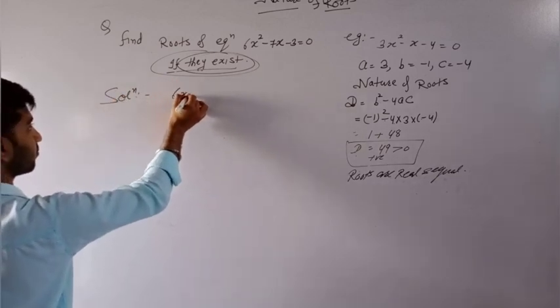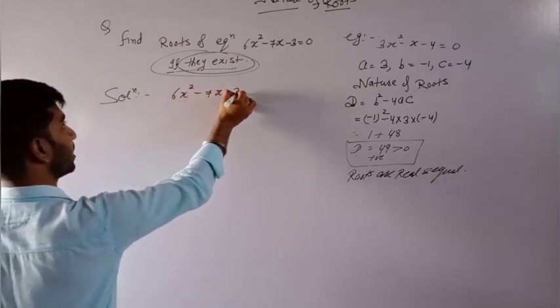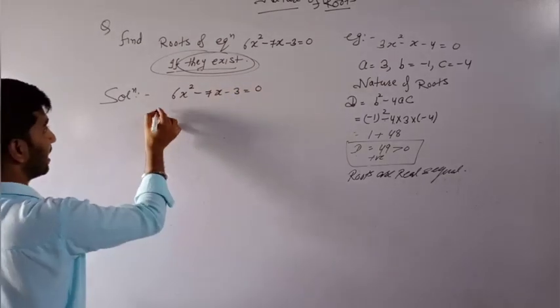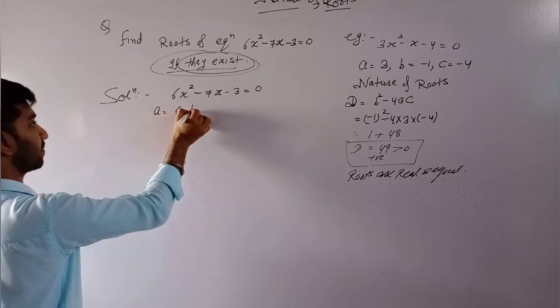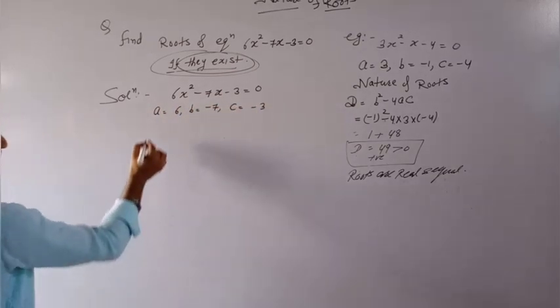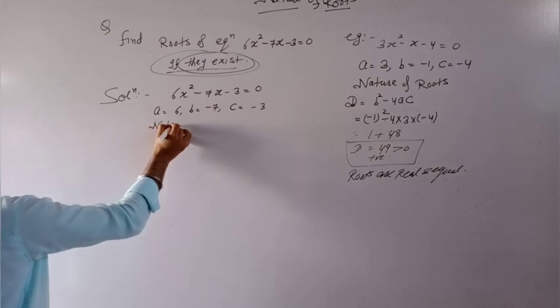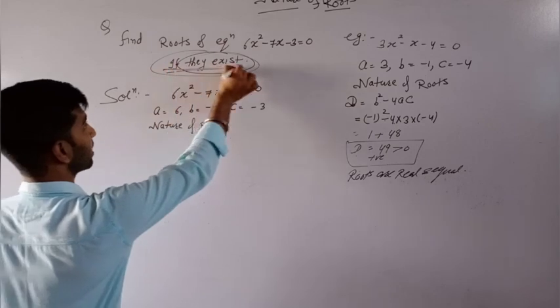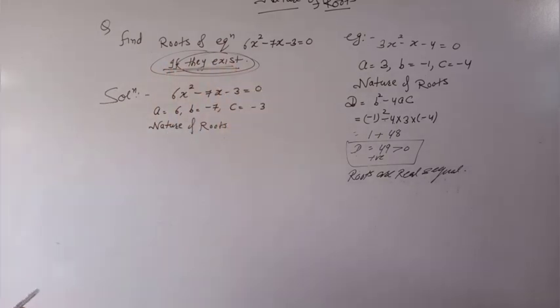Solution: 6x square minus 7x minus 3 is equal to 0. Here we can see that a, the coefficient of x square, is 6, b, the coefficient of x, is minus 7, and c, the constant term, is minus 3. First of all, we will find the nature of roots. Why will we find the nature of roots? To check whether roots exist or not.